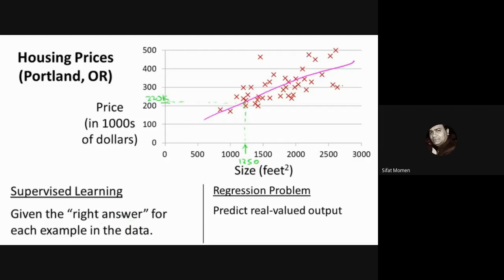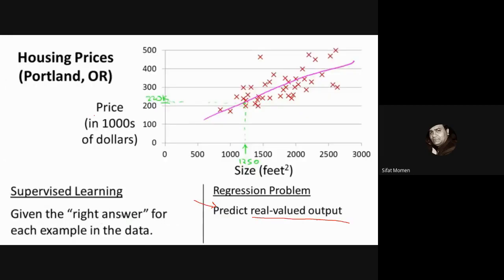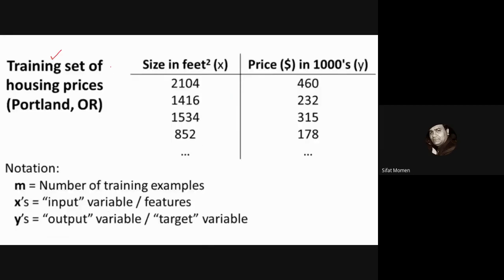Remember, in a regression line, the y value, what we are trying to predict, is a real valued output. So this is a continuous value. This is not any kind of discrete value. So we have got a training set. We want to learn this line using machine learning, so we need a training set. Here's an example of a training set.